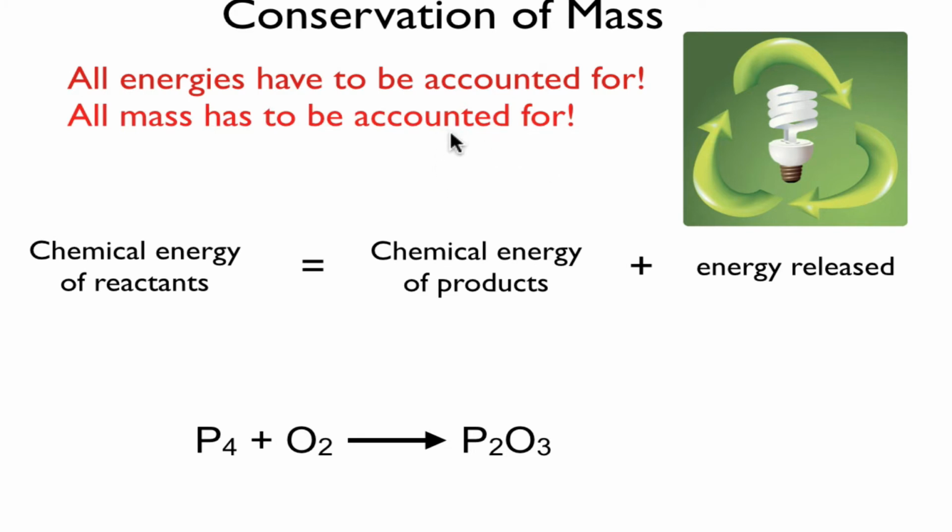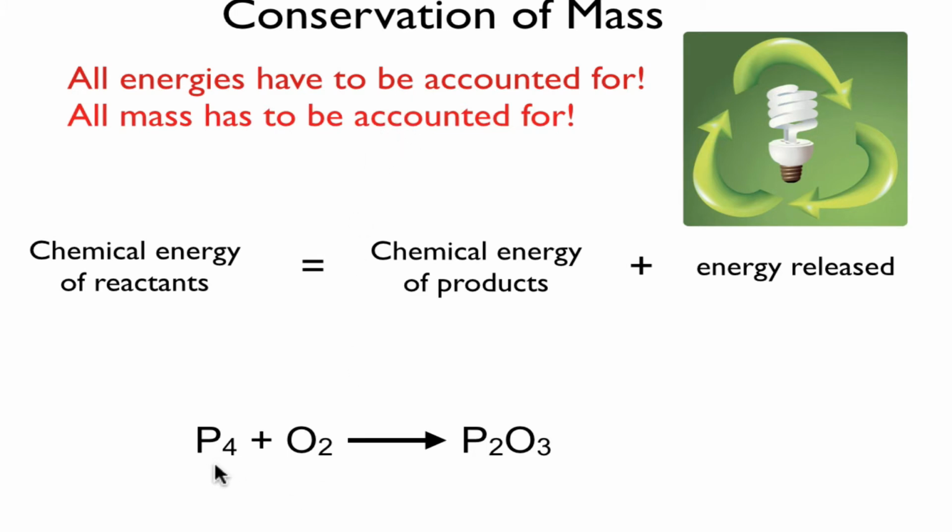Basically, with the law of conservation of energy, you guys have heard these things before, that energy cannot be created nor destroyed. It can only be transferred into a different type of energy. Conservation of mass, same thing. Mass cannot be created nor destroyed, only transferred into a different type of mass. So basically all that is saying is that all the energy and all the mass has to be accounted for.